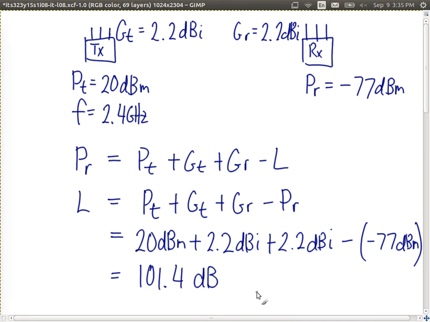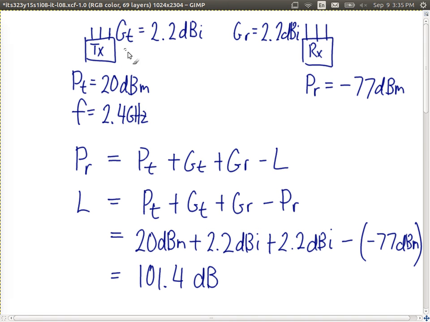If you don't understand that, then convert them all to the absolute values. Convert to milliwatts and back to the absolute values and do the multiplication and division, and you'll see you'll get the same answer. Loss, gain are really measured in dB. If we convert back to the absolute value, there are no units in them. So what does this number tell us?